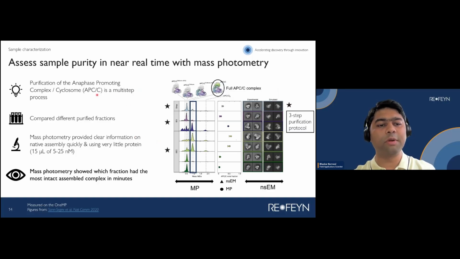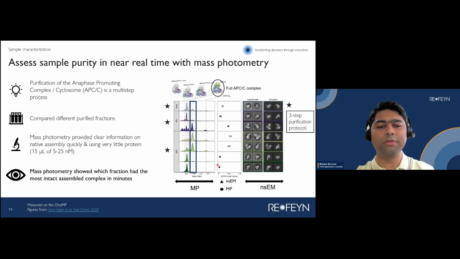APC/C, which is the anaphase promoting complex/cyclosome, is made up of 19 proteins, and its production involves a three-step purification process, which is streptactin chromatography, ion exchange, followed by size-exclusion chromatography. The mass photometry data which we obtained aligns very well with the NSEM data, as you can see here in the mole fraction. It aligns very well, especially these fractions.